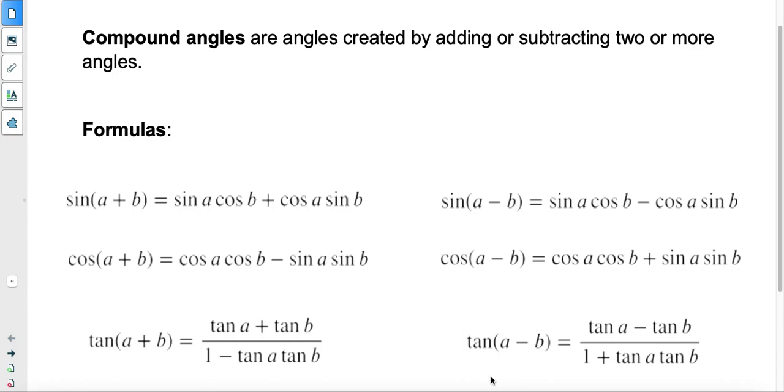For example, sine of A plus B is equal to sine of angle A times cosine of angle B plus cosine of A times sine of B. Similarly, if we took those two angles A and B and we subtracted them, we can express the sine, cosine, and tan of A minus B. Let's take a look at some examples of how we can apply the compound angle formulas.